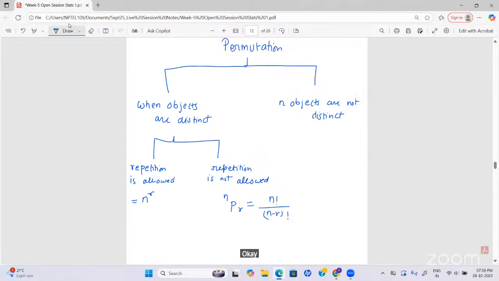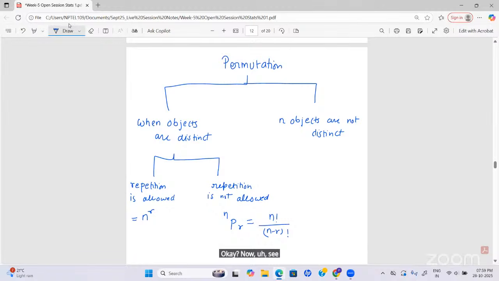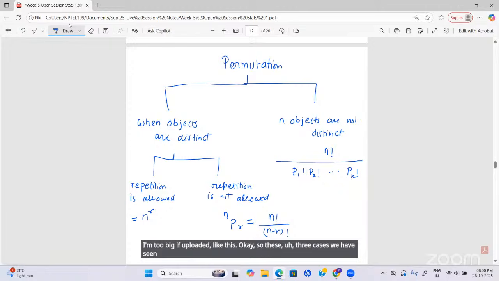Now see the second case, when the objects were not distinct. How did we arrange that? It was n factorial in total, and then we have to divide by p1 factorial, p2 factorial, and so on up to pk factorial. So these three cases we have seen in linear permutation.